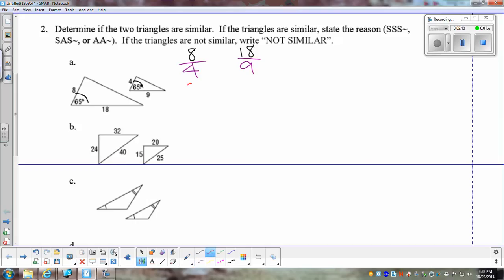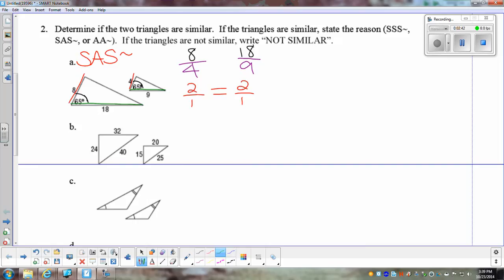And 8 over 4 simplifies to 2 over 1. 18 over 9 also simplifies to 2 over 1. So our sides are proportional. So A is similar by side angle side similarity, because we have the side, the 8 and the 4, and then we have the angle, and then we have the 18 and the 9. So side angle side.